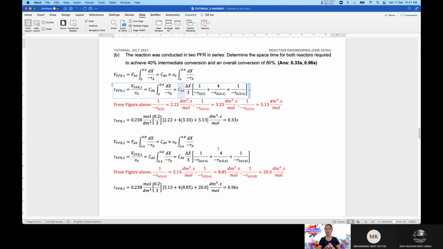Okay, second PFR pun jangan lupa, dia masih nak guna space time kan, dia masih nak cari space time. So again, kita mula pada design equation, volume PFR kedua sama dengan FA0 integrating 0.4 to 0.8 sebab reaktor kedua convert daripada 0.4 kepada 0.8 dx per minus RA. Okay, then similarly FA0 tu kita tukar dalam bentuk CA0 multiply with V0. So kamu kena faham, when we introduce the V0, kita bukan sebarangan masuk je. Kita memang tahu FA0 tu sama dengan CA0 darab V0. So I can introduce the CA0 V0 into the equation.